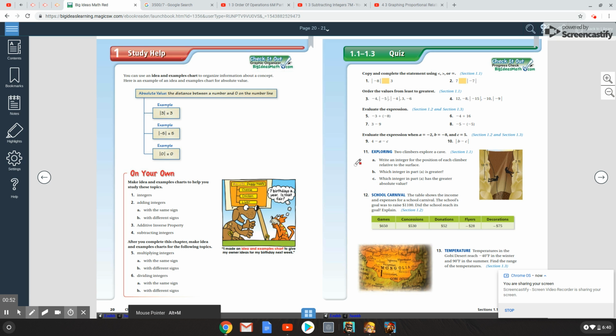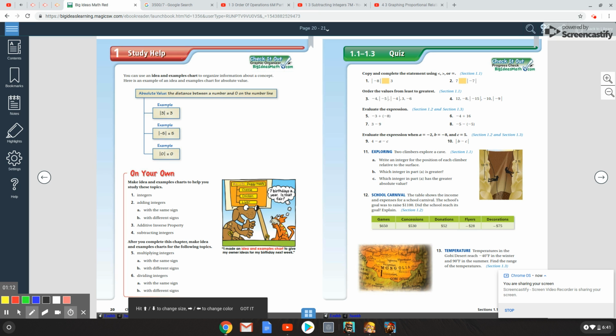With question 1, super easy, just a quick absolute value thing. The absolute value of negative 8 is 8, and which is greater, 8 or 3, it's going to be 8. Now we have 7, and the absolute value of negative 7 is going to be 7, so this is going to be an equal sign. Starting out with the simplest stuff, of course.